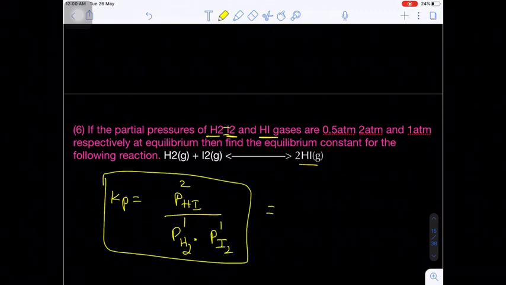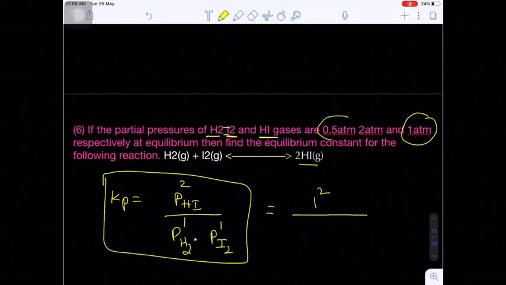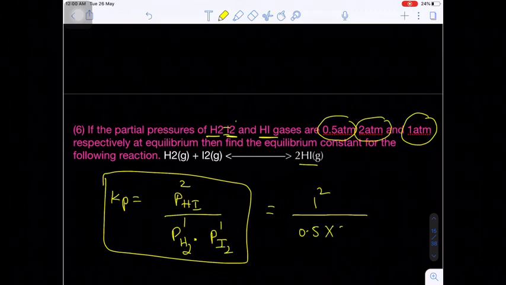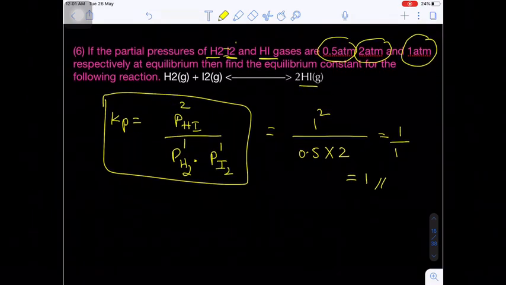Okay, now what is the HI concentration? HI partial pressure is given to you how many atm? 1 atm whole divided by, what is the hydrogen pressure given to you? 0.5 atm. What is the iodine pressure given to you? 2 atm. Okay, so this will be 1, this will be 1, so Kp value become what? 1. So this is the calculation of Kp and Kc. Very important relation, the relation between Kp and Kc. This is very important relation. Okay.